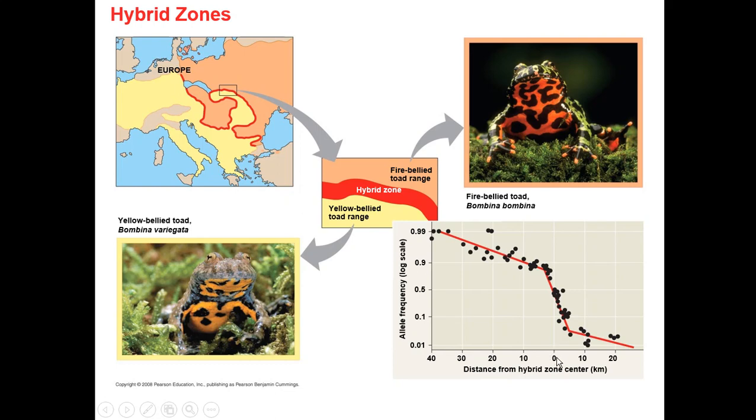Decreases kasi nasa zero, di ba? At 0 point, meaning the distance is very near, okay, allele frequency is maintained. Okay po, having this kind of graph.